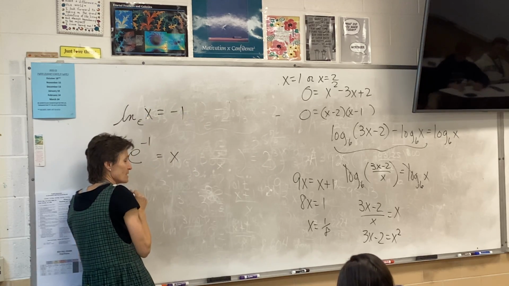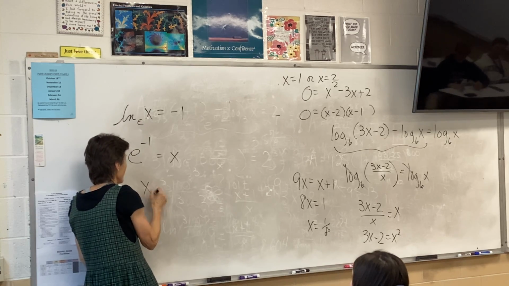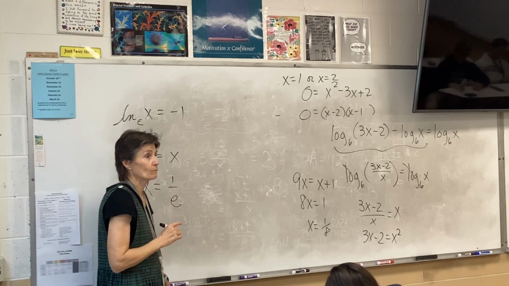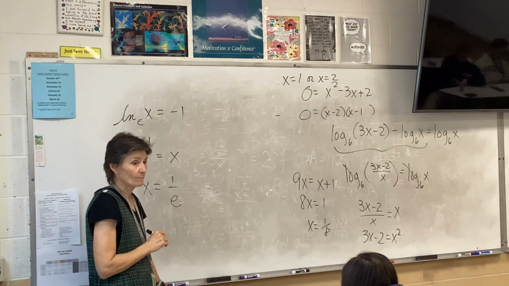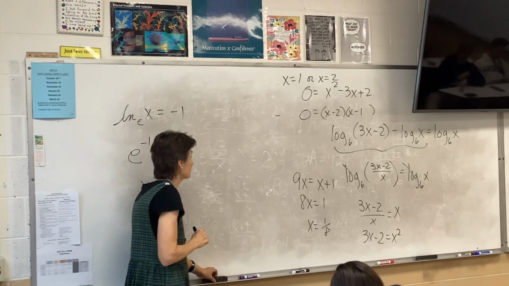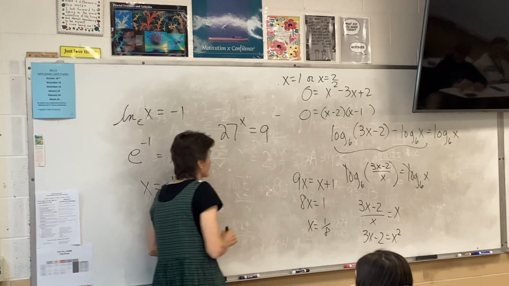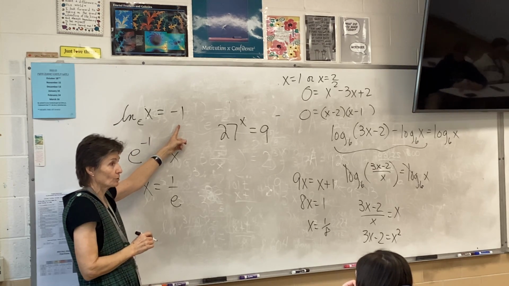What do I do with negative exponents? I don't like them. Right. 1 over e to the first. So x is just gonna equal 1 over e to the first, or 1 over e. Negative exponents mean 1 over, right? Anytime we have a logarithm equal to a number, we're gonna loop-de-loop.